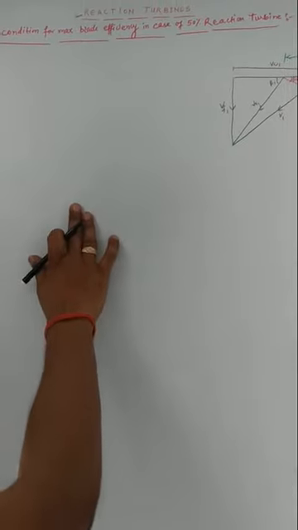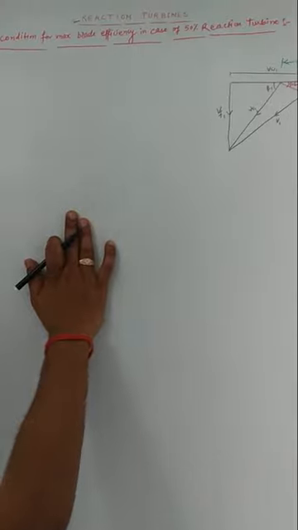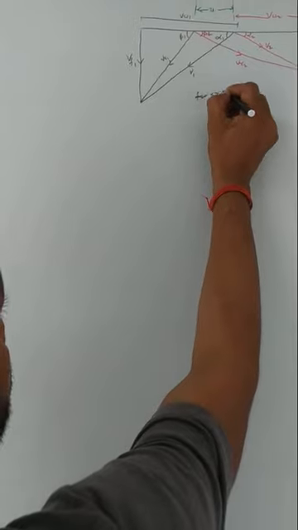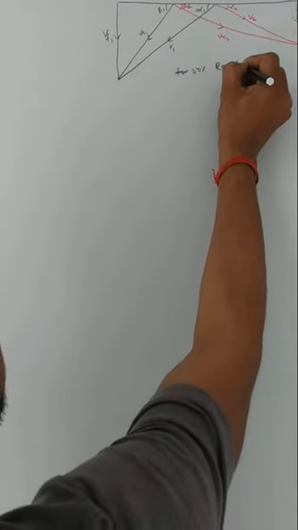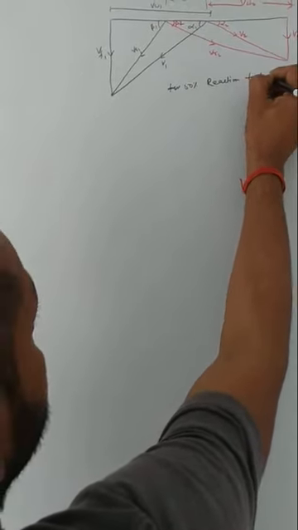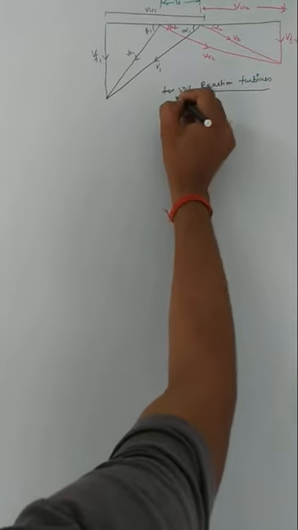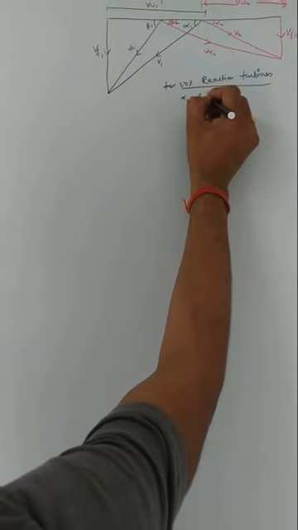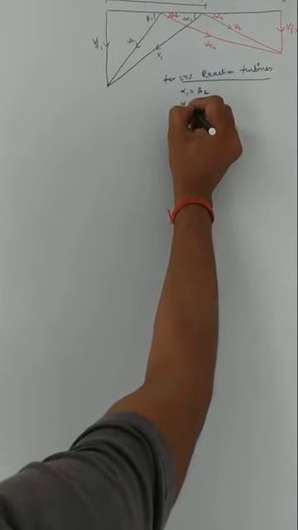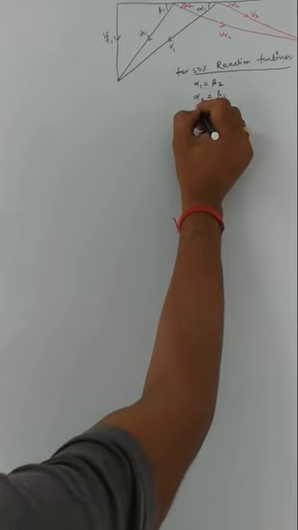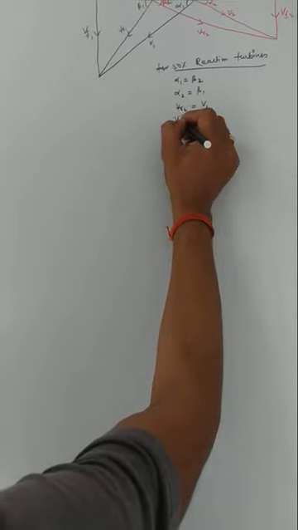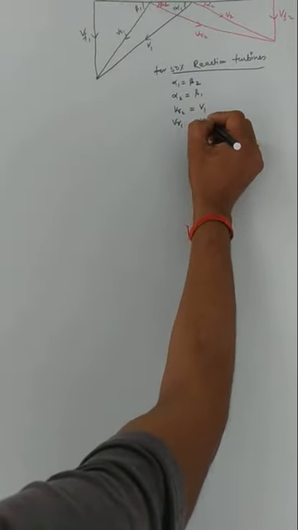Now we'll see the condition for maximum blade efficiency in case of 50% reaction turbine. We know very well that for 50% reaction turbines, alpha 1 is equal to beta 2, alpha 2 is equal to beta 1, VR2 is equal to V1, and VR1 is equal to V2.